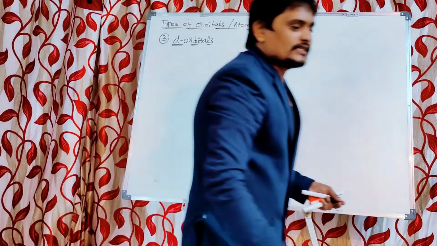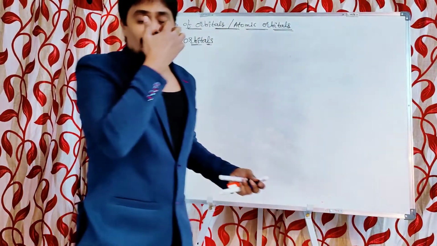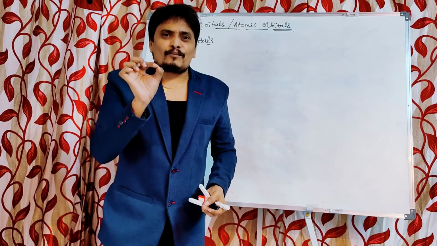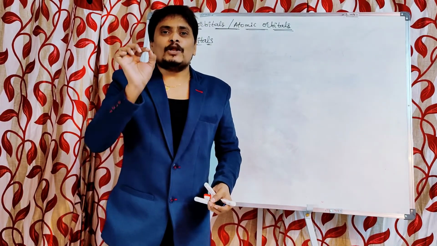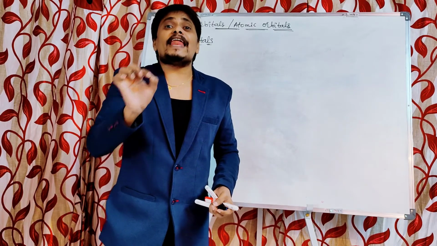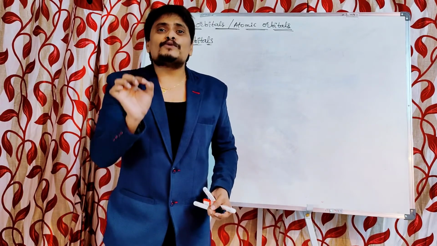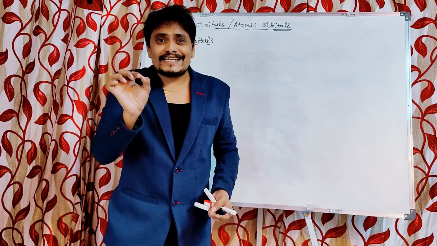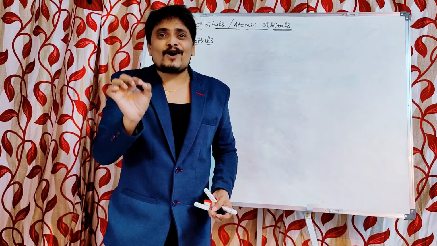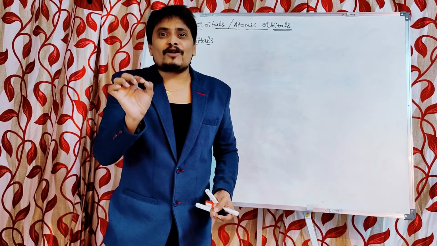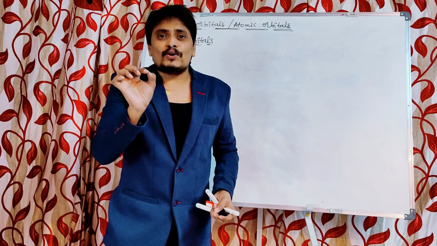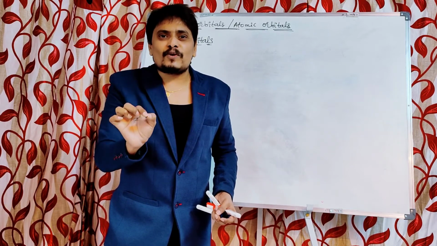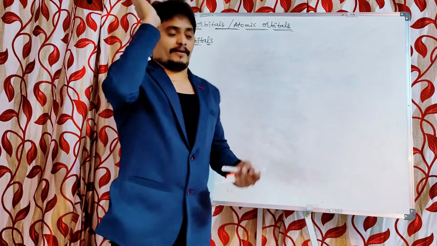So now we are going to discuss the eg set of d orbitals. As I have discussed with you, in the eg set of d orbitals, the lobes are located along the axis. Lobes are located along the axis means electrons are sitting along the axis in the case of the eg set of d orbitals. And what are those eg set of d orbitals? One is dx square minus y square and the other is dz square.